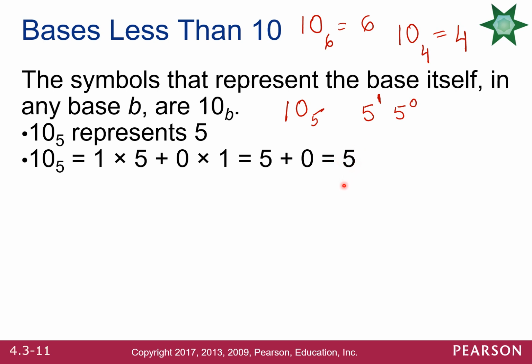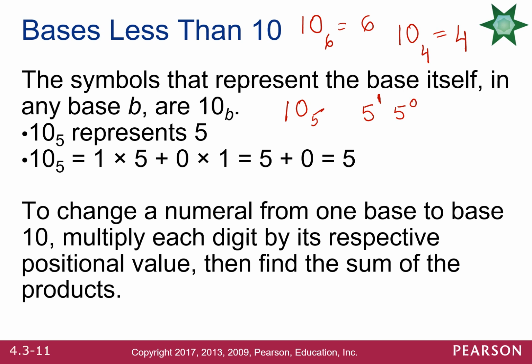All right, and you can try this with any other base and you will always get a numerical value which will be equal to whatever base you worked with. Now let's see what they say about the conversion here. It says here to change a numeral from one base to base 10, multiply each digit by its respective positional value, then find the sum of the products. And that's exactly what they have done here.